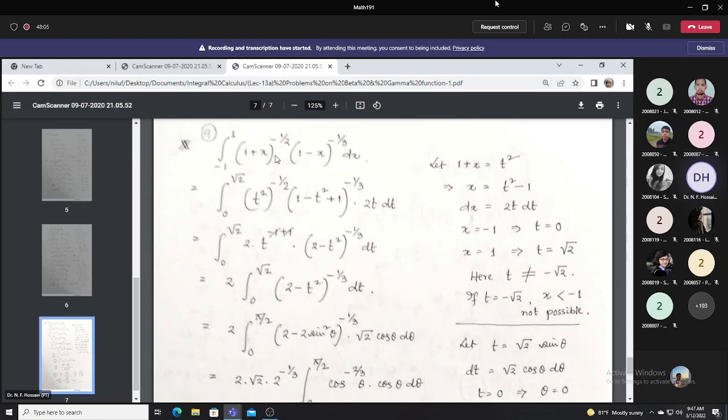Yes, and here 1 plus x is t square, so t square whole to the power minus half. And here 1 minus x is t square minus 1, so it will be minus t square plus 1. Okay, so finally it becomes 2 minus t square, and the power is minus 1 by 3, and dx is 2t dt.